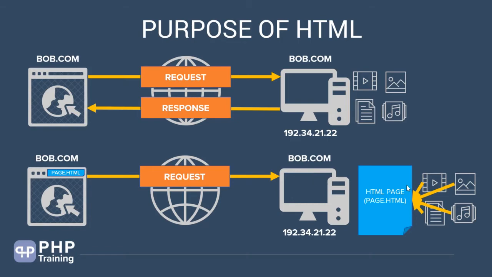Bob.com has an HTML page. This is where you will write your HTML page and call it page.html. That is the extension of the HTML page. And in this page, you will link all the resources on the server. Once this page is written and linked to all its resources, that page is sent back from the server to the client.